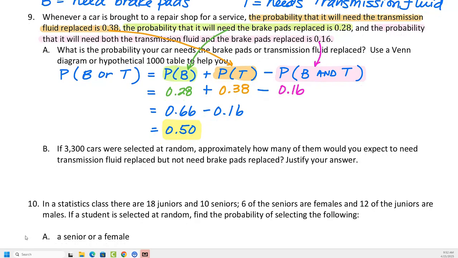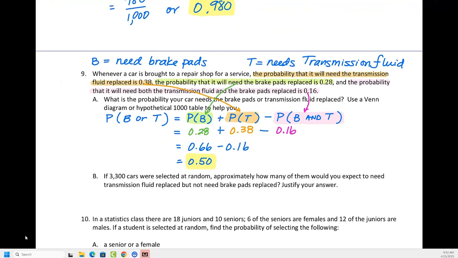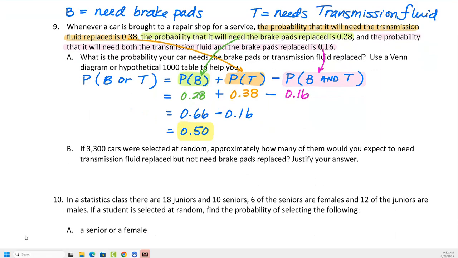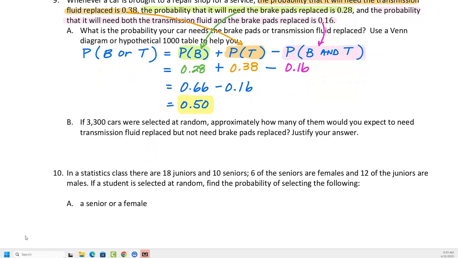Okay, then it says, if 3,300 cars were selected at random, approximately how many of them would you expect need transmission fluid replaced, but not need brake pads replaced? And then justify your answer. Uh-oh. Okay, this probably would have been a good spot where if we had the Venn diagram, or the two-way table, it would be nice. Do I have room to do that here? Here, let's do, I'll make a small one over here.